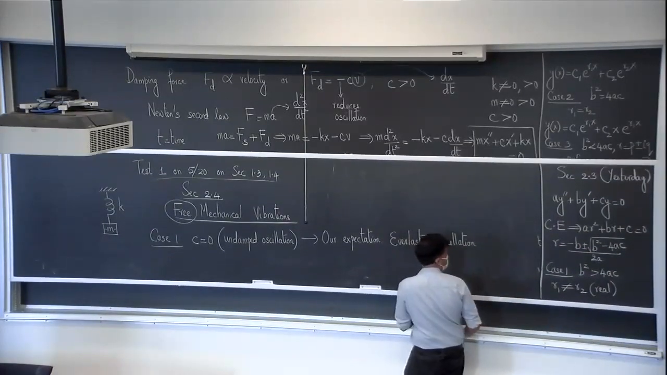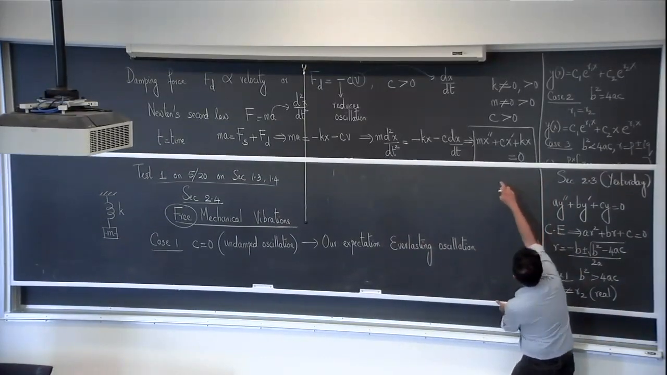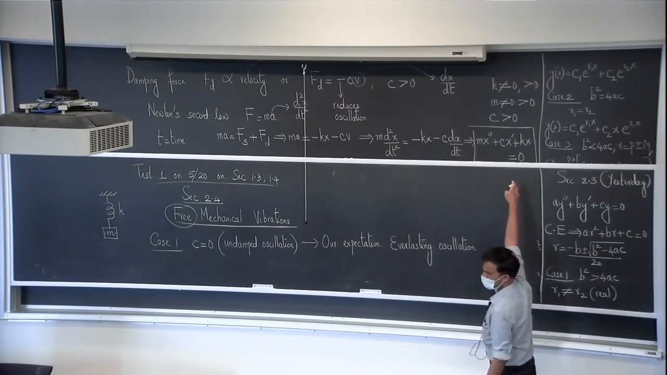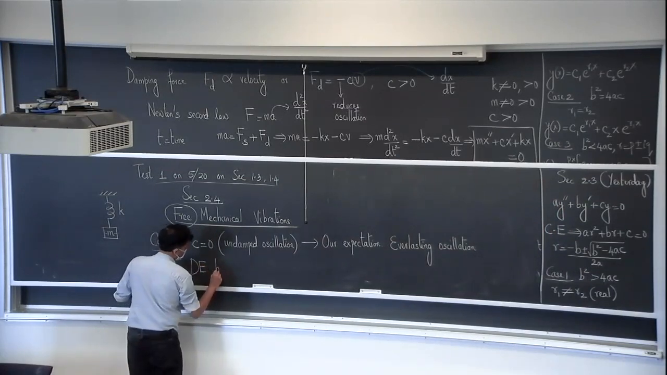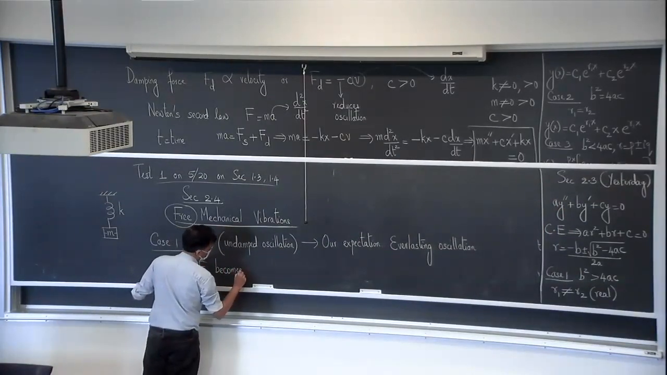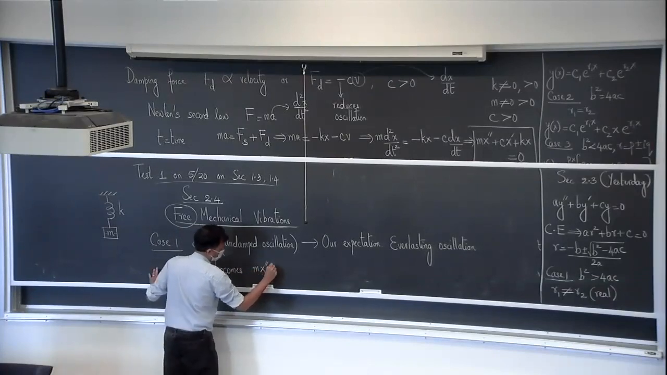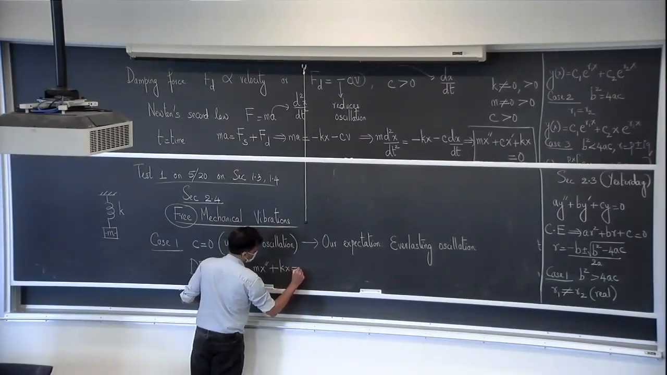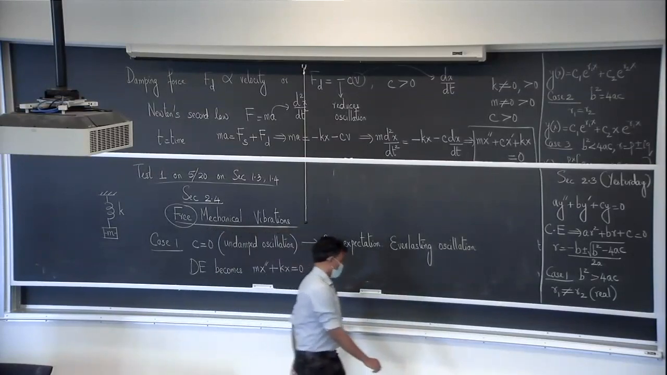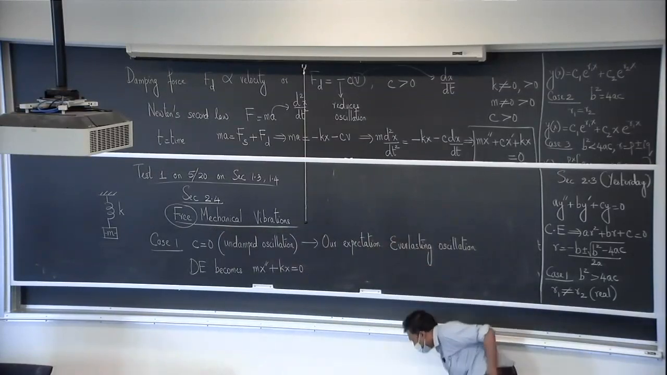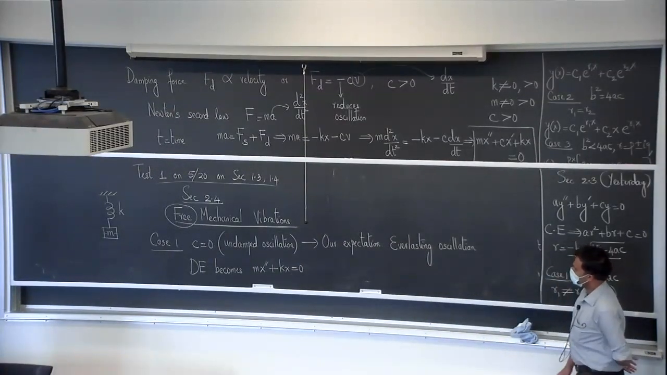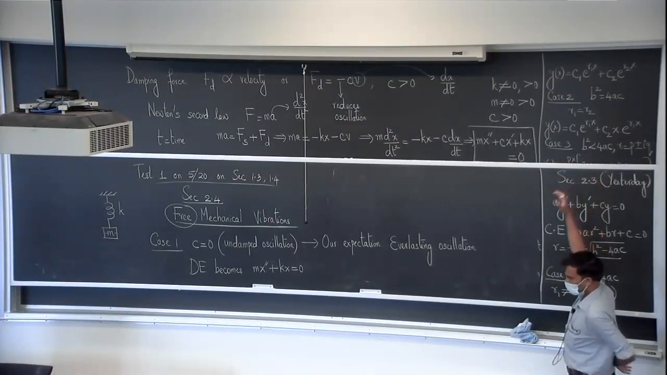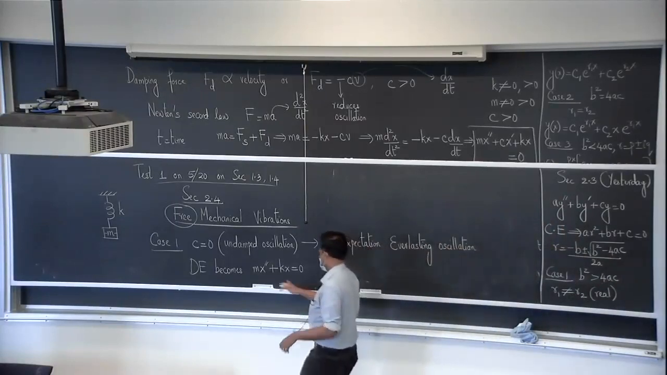All right, so when you set c equal to 0 in our differential equation up there, it becomes mx double prime plus kx equal to 0. So our differential equation becomes a second order equation still, but the only thing is that the middle coefficient is not there, which actually kind of makes our life easy. You can divide throughout by m.